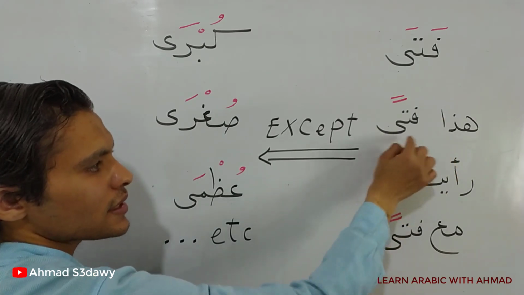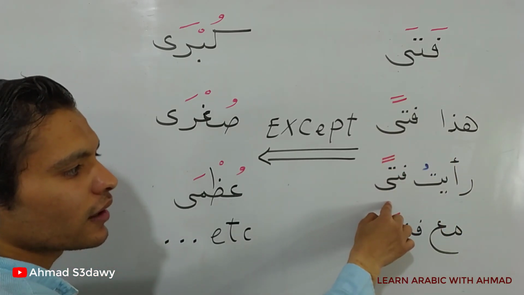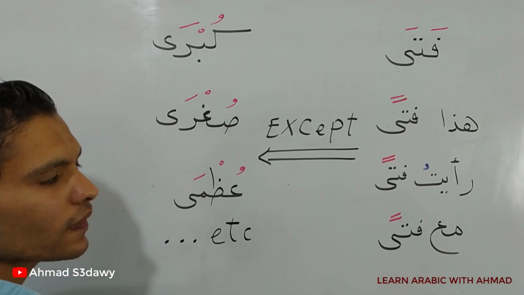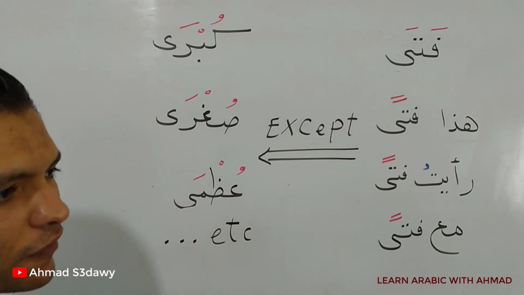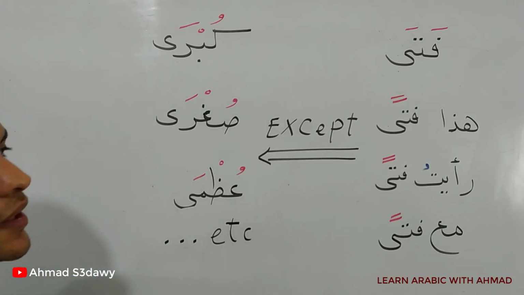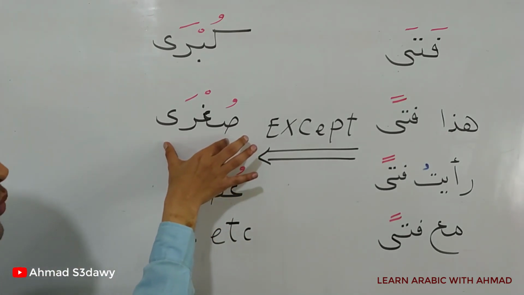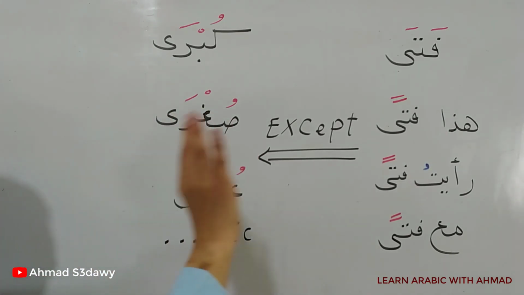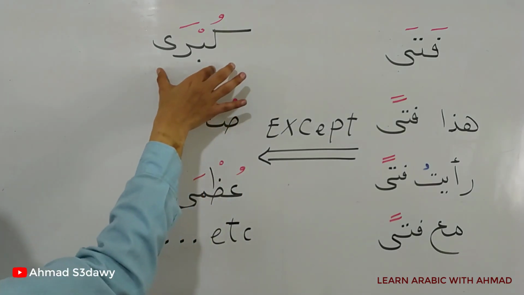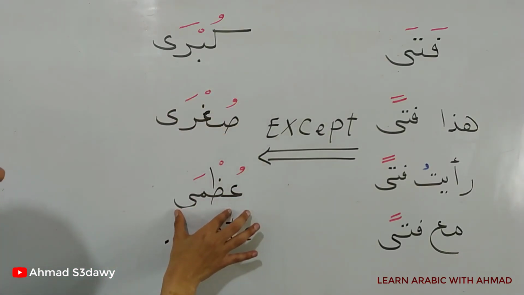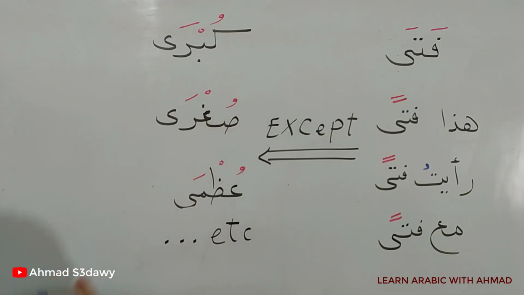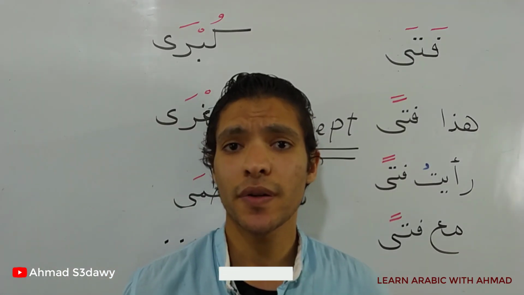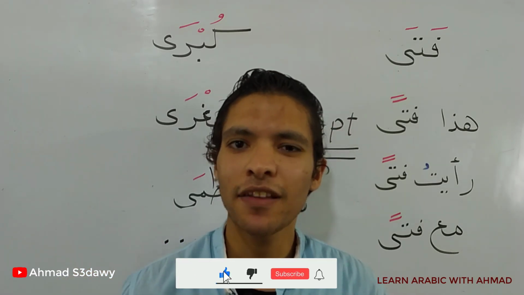هذا فتى, this is a young man. رأيت فتى, I saw a young man. مع فتى, with a young man. كبرى and صغرى and عظمى are all adjectives for feminine. And when we talk about the adjectives later, inshallah, you will know why we say صغرى and كبرى and عظمى. But for now, I want you to know that all these words are adjectives for feminine, for a girl. كبرى means big. صغرى, small. عظمى, great. So I hope that you understood the difference between the real Ya and the Alif Maqsoura.